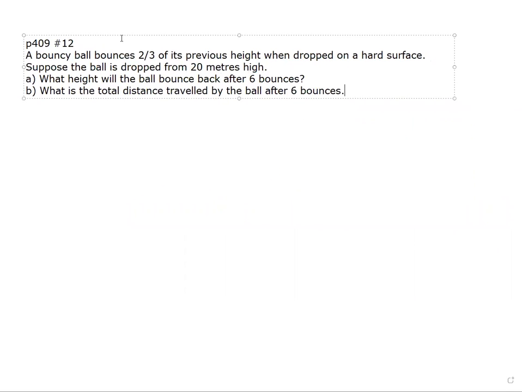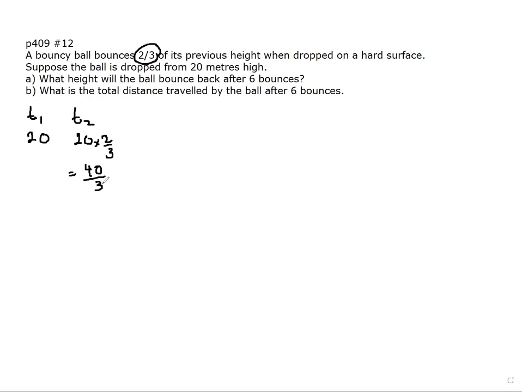This is textbook page 409, number 12. A bouncy ball bounces 2/3 of its previous height when dropped on a hard surface. Suppose the ball is dropped from 20 meters. So I see the sequence already. The question asks, what height will the ball bounce back after 6 bounces? The first term, the height, is going to be 20 meters. The second term, I don't know what that is, but I do know that it bounces back up to a max height of 2/3 the original. That's going to be about 40/3, which is 13.33.